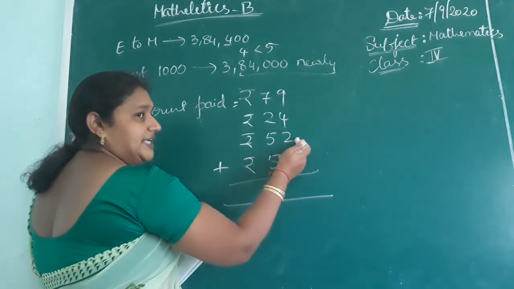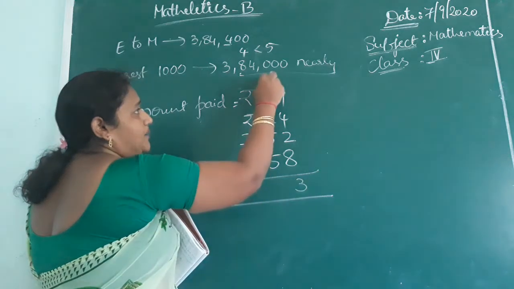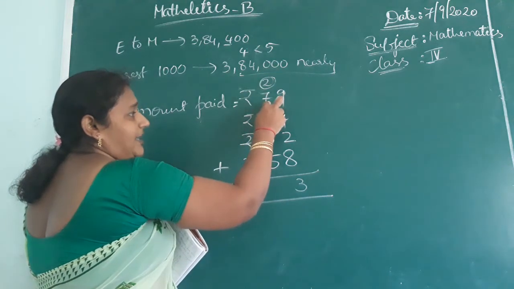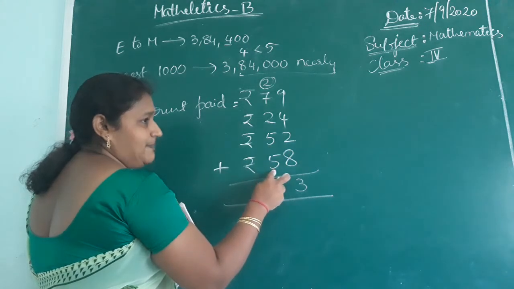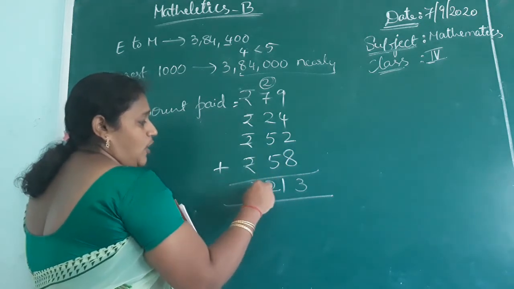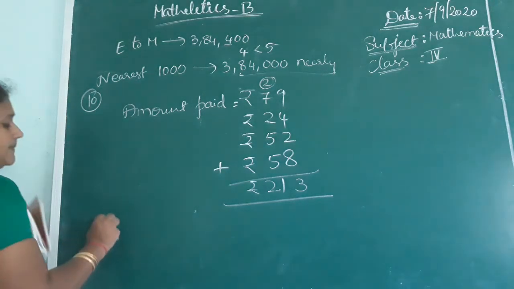8 plus 2, 10. 10 plus 9, 19. 19 plus 4, 23. Write 3 here and carry 2. Next 7 plus 2, 9. 9 plus 2, 11. 11 plus 5, 16. 16 plus 5, 21. So how much did they spend on these materials? 213. They are asking the nearest 10.